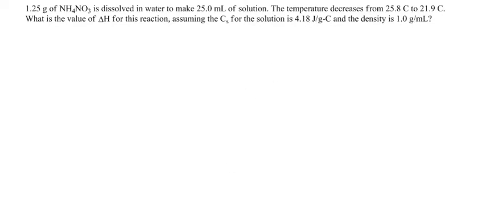Or actually I should say the specific heat. The equation that we're dealing with is this one. Ammonium nitrate going from solid to aqueous. We're dissolving it in water. And what we want to remember, first we're going to calculate the amount of heat that's given off by this reaction for 1.25 grams dissolved to make 25 milliliters of solution.